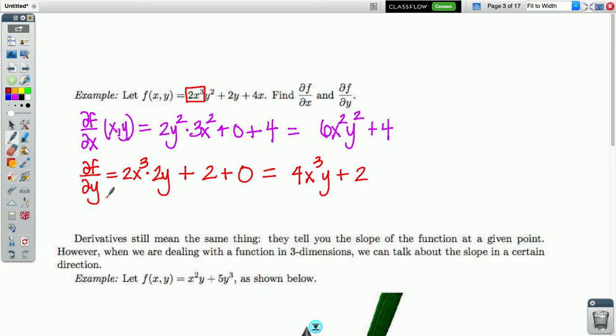That gives me the partial with respect to y at any point in the domain, and then I can go through and actually plug in points if I want to. So if I wanted to plug in 0, 0 or something, I could do that here. But right now I just have two functions that represent the partial derivative with respect to x and then the partial derivative with respect to y.